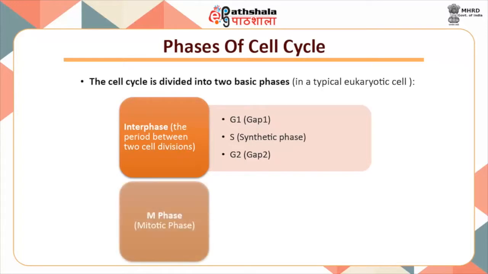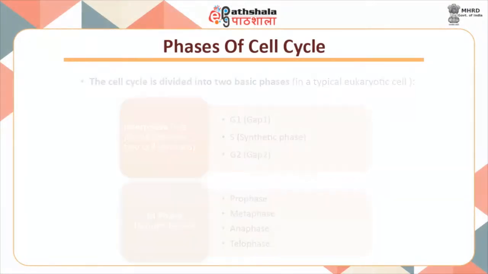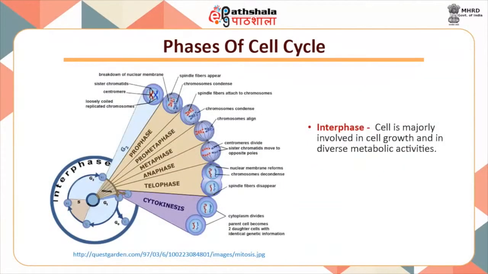M phase, that is the mitotic phase, involves the final phase of cell division, which is further divided into 4 phases: prophase, metaphase, anaphase, and telophase. So, interphase involves cell growth and various metabolic activity. M phase is the actual division phase. You can clearly see all these phases in the given figure.